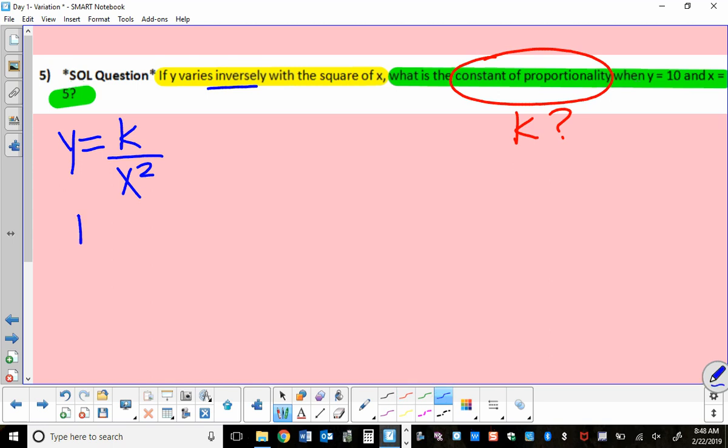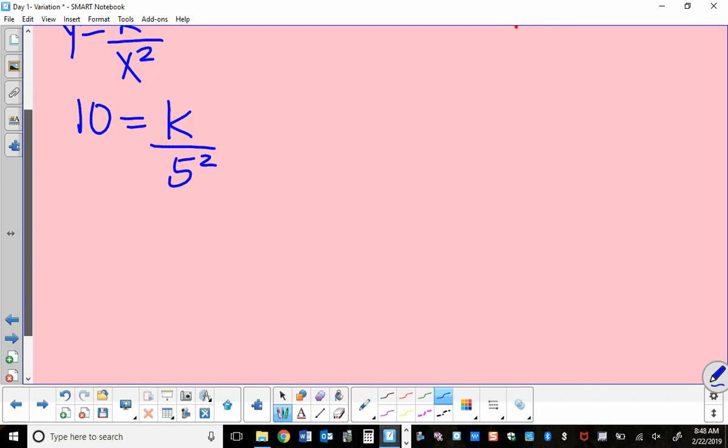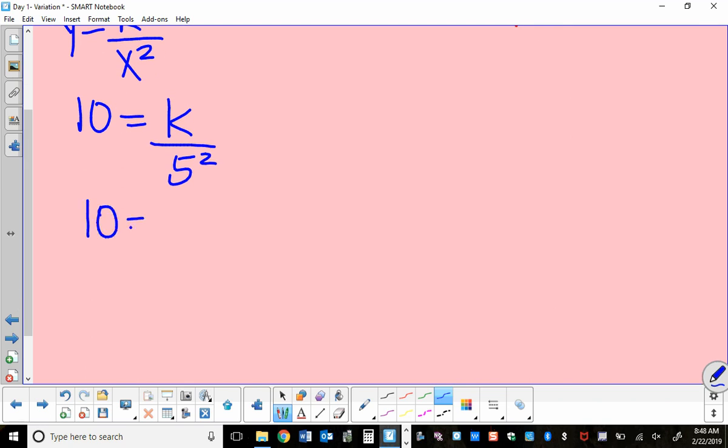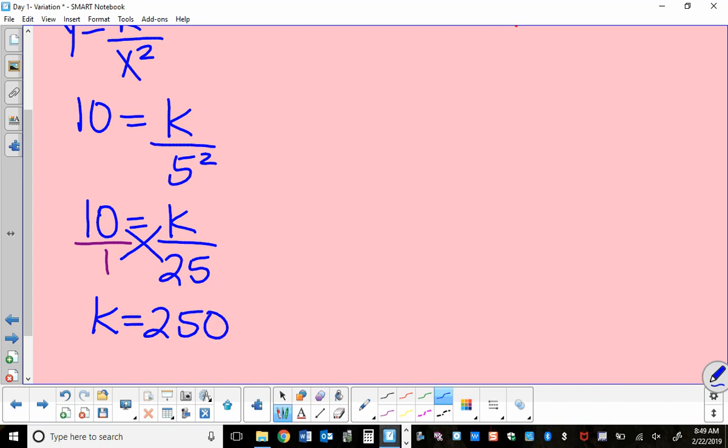So they said y was 10, and x was 5. Alright, what do we get? What is 5 squared? 25. You can multiply each side by 25. I turned this into a proportion, and I solved it. K times 1 is k. 10 times 25 is 250. Once I have my k, I'm done with this problem. That's all they asked me for. They asked for the constant. I stop when I get to k.